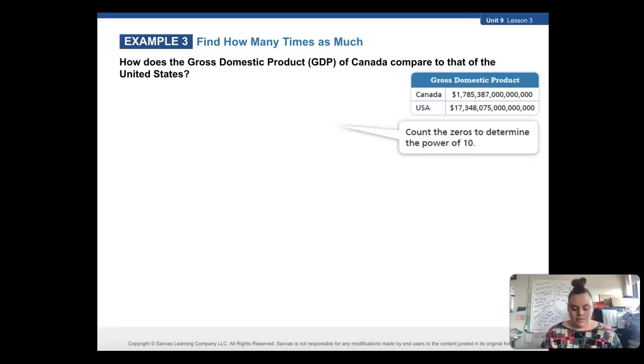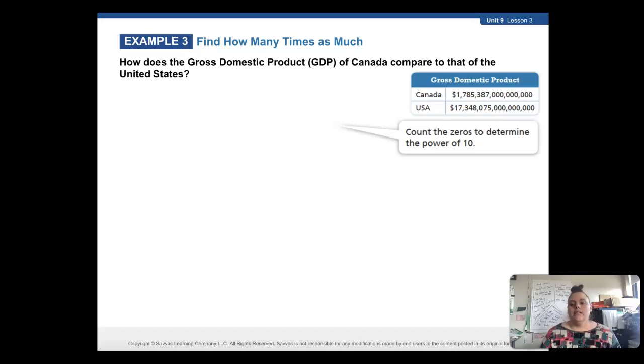Our final example, we are going to look at finding out how many times as much. So this is where I was talking about, like with the population, we could say that China has 10 times more people. So we're going to look at that specifically in this example. We're going to look at the gross domestic product, also called the GDP, of Canada compared to the US. The gross domestic product basically tells you how good the economy is doing in that country.